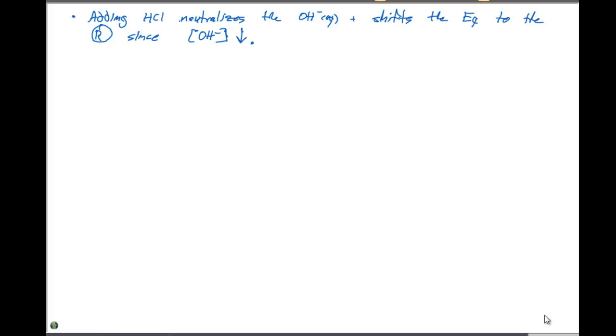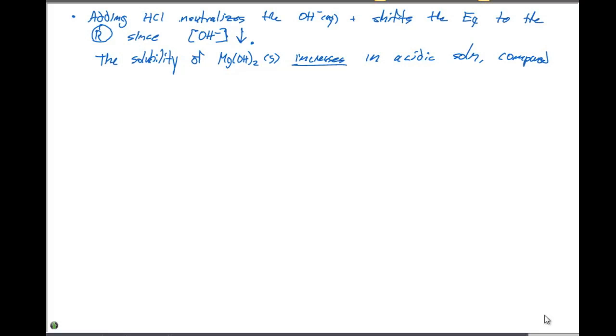As a consequence, the physical evidence that we have of this is that the solubility of magnesium hydroxide, Mg(OH)2, increases in acidic solution compared to an aqueous solution. So the more acidic we make the solution that we're dumping the magnesium hydroxide into, the more soluble it becomes.